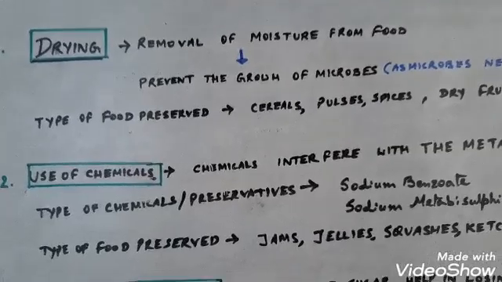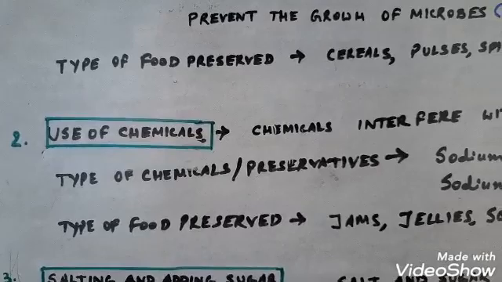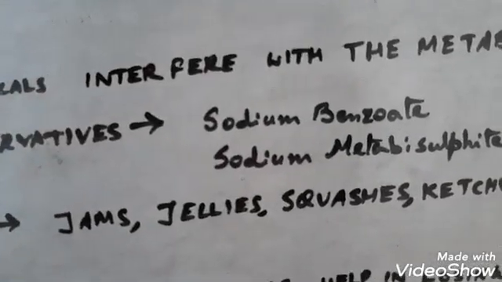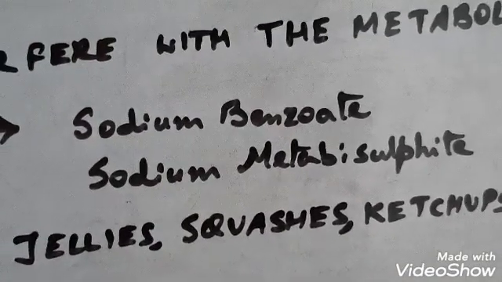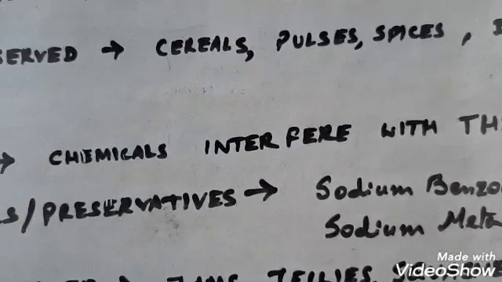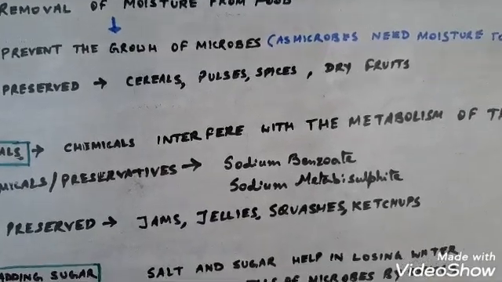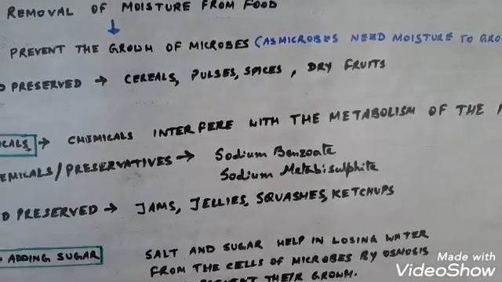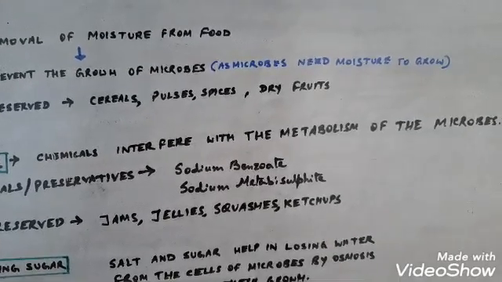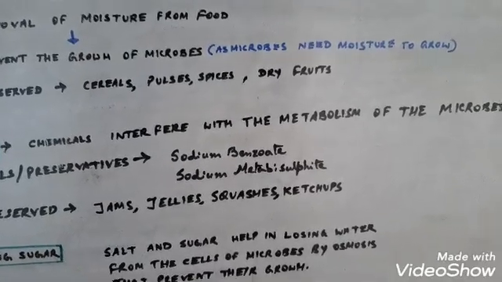Next comes the use of chemicals. The chemicals which are used as preservatives are sodium benzoate and sodium metabisulfite. These are generally used to preserve food in various ways. Now how do these chemicals act? Generally chemicals interfere with the metabolism of the microbes. Sodium benzoate or sodium metabisulfite interfere with the growth of the cell wall of the microbe during cell division, and thus the microbe cannot grow.